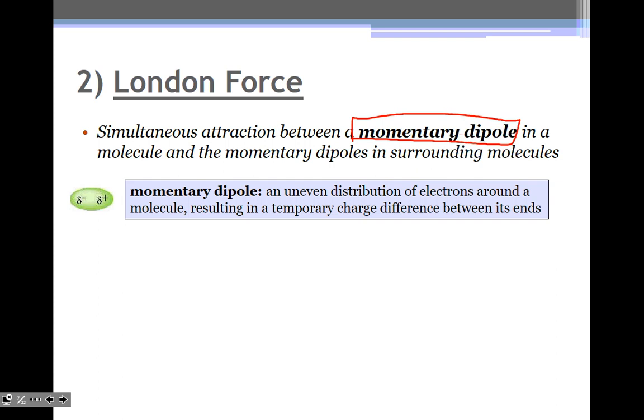How does that look? What does that look like? Well, let's take a look at the definition first. Momentary dipole: an uneven distribution of electrons around a molecule resulting in a temporary charge. So we have a temporary charge, so it's not a permanent dipole, but it does exist for a fraction of a second between its ends. So let's take a look at that.